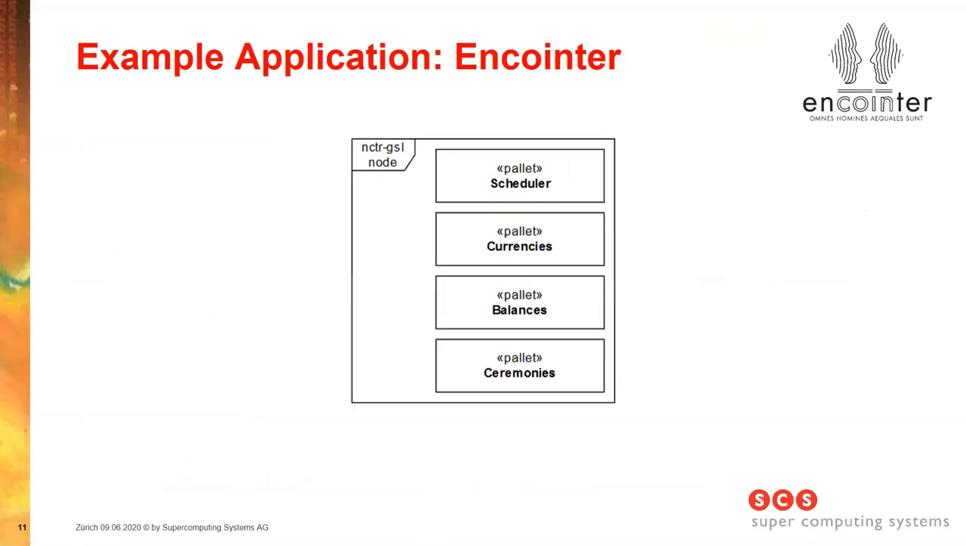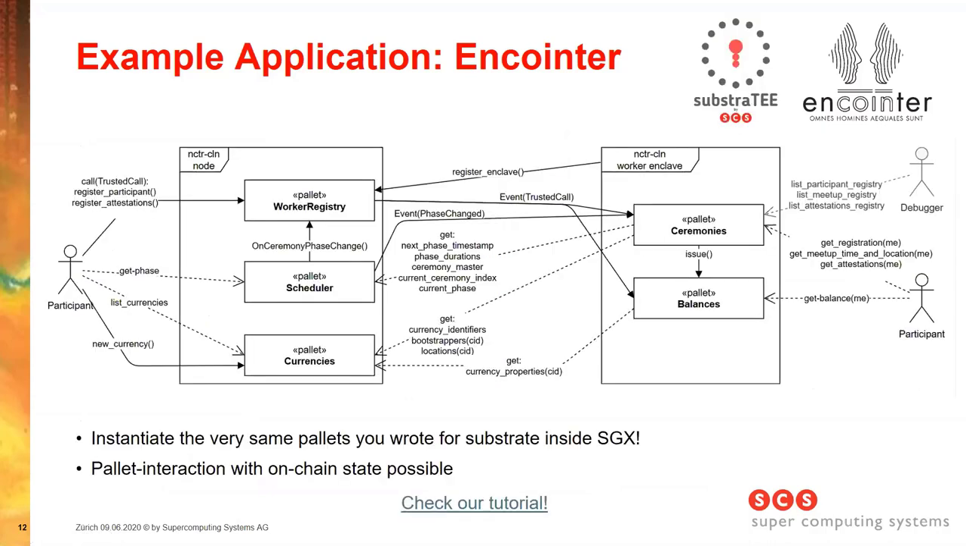Encointer, as I said initially, has these four pallets: scheduler, currencies, balances, ceremonies. And balances and ceremonies should be confidential. On this side, we have the on-chain stuff. On this chain, here we have the off-chain stuff. And here you see that there is interaction. So the ceremonies pallet needs to be able to query the state of the currencies pallet.